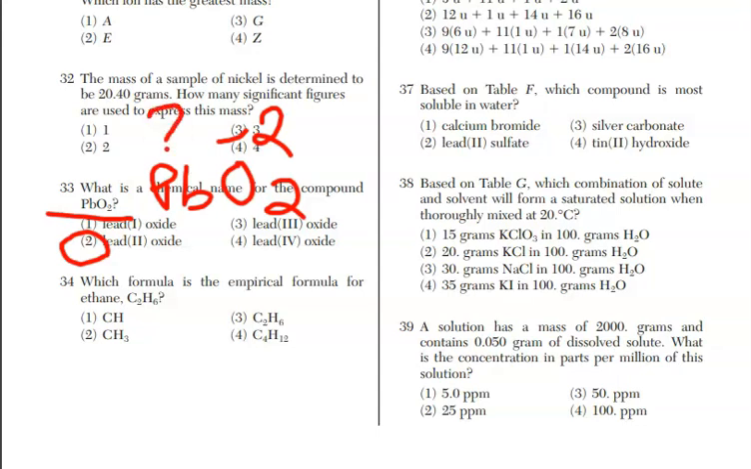Well, remember that this has to be neutral. It's a compound. The number of electrons that are gained by the nonmetal are lost by the metal. I have 2 oxygens, each gaining 2 for a total of -4, and that means that this lead atom lost 4. In other words, for 33, our answer is lead 4 oxide, which is choice 4.